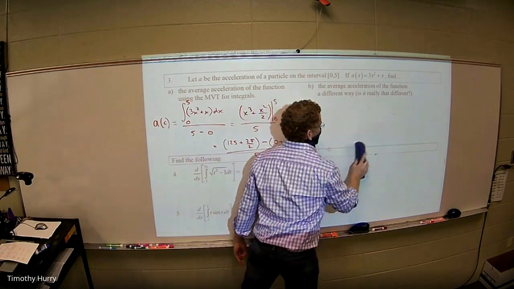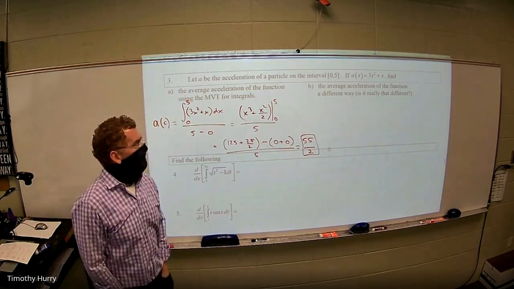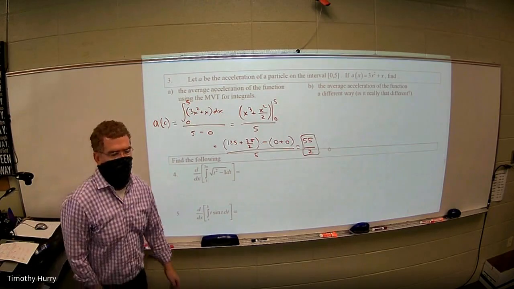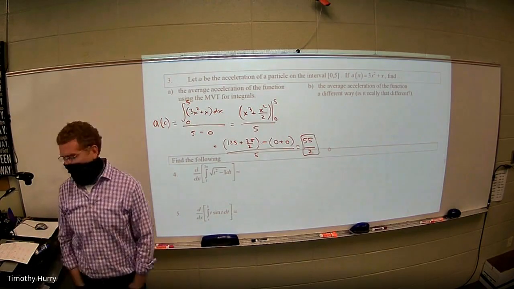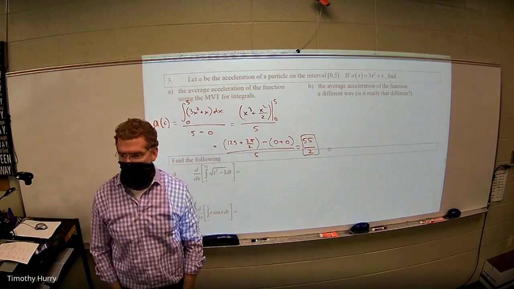Well, what's the other question? Find the average acceleration of the function a different way. How would I find the average acceleration a different way? Is there any other way to find average acceleration?